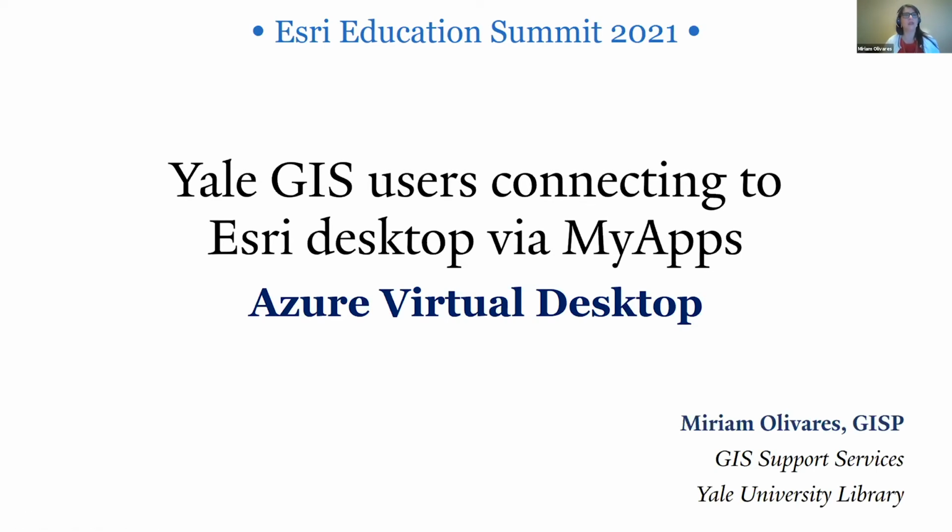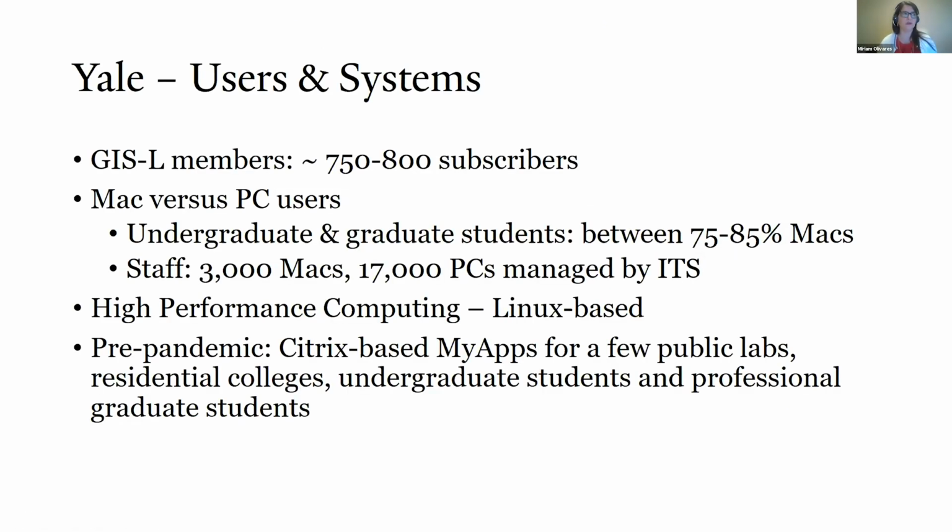Okay, so just to give you some background, Yale is kind of a mid or small size university, but we have between 750 and 800 subscribers all the time for the mailing list that we manage. We also have a high level of Mac users in the student population. Undergrads are around 85%, while grad students are 75%.